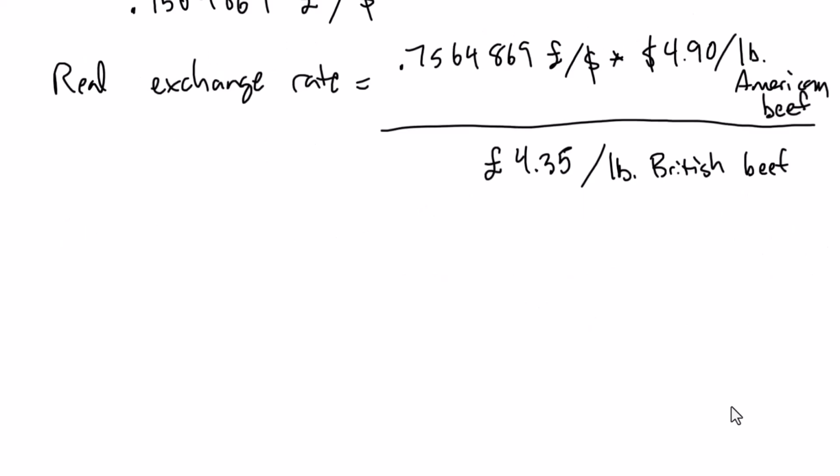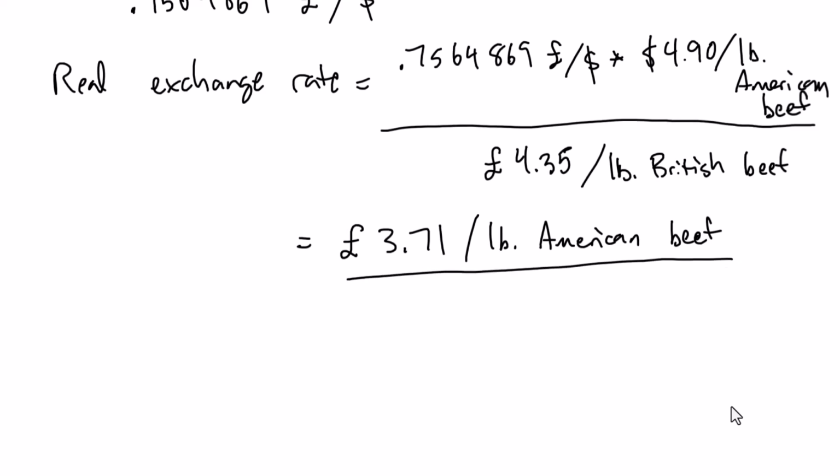On the top of the fraction, we can multiply this out. 0.7564869 times $4.90 ends up at approximately 3.71 British pounds per pound of American beef, divided by the British price of 4.35 British pounds per pound of British beef. Notice that what we've done here is we have canceled out the American dollars so that both the American and British beef are in terms of British pounds.